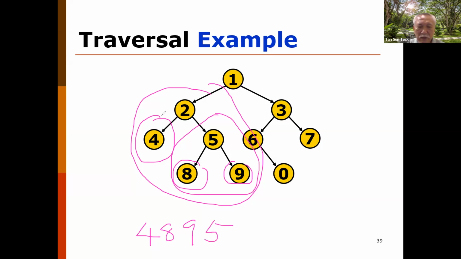Right, so now I finish the left subtree of 2, I finish the right subtree of 2, so I can go to 2 and output the 2. Right, then now I have to go to the right-hand subtree and then do this one.